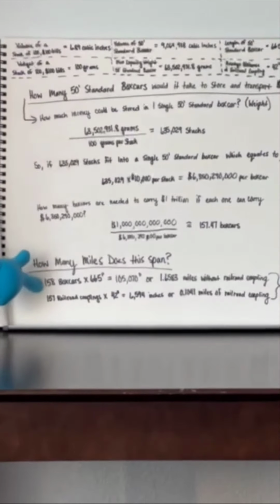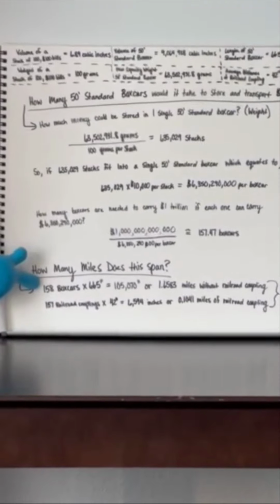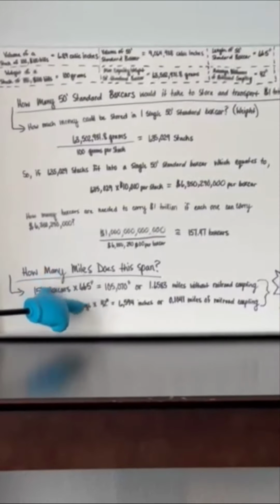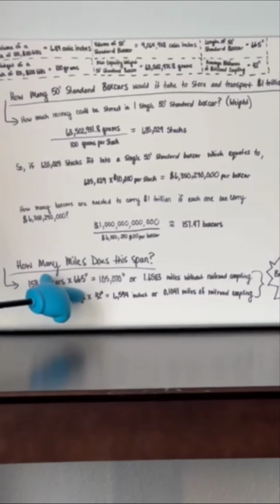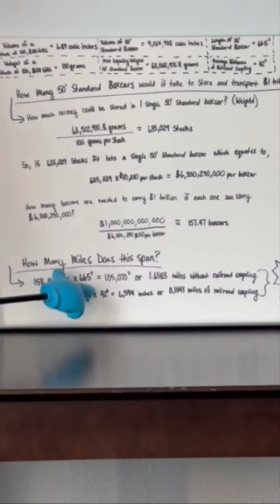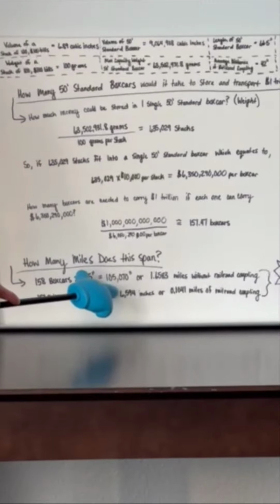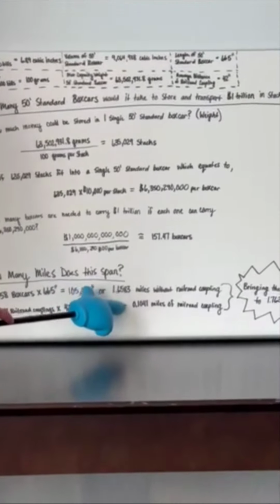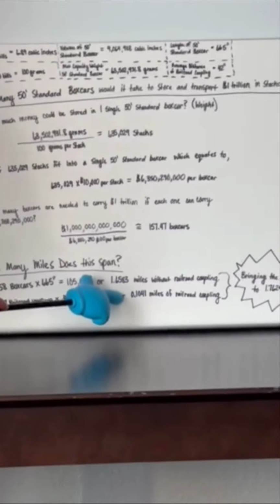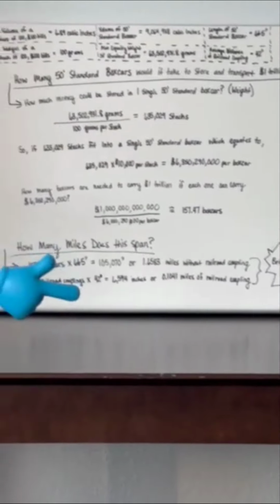So, once again, we're now going to take the 158 boxcars, we're going to multiply that by the outside length of the boxcar, which is 665 inches, and that's going to give us 105,070 inches, or 1.6583 miles without the railroad coupling.